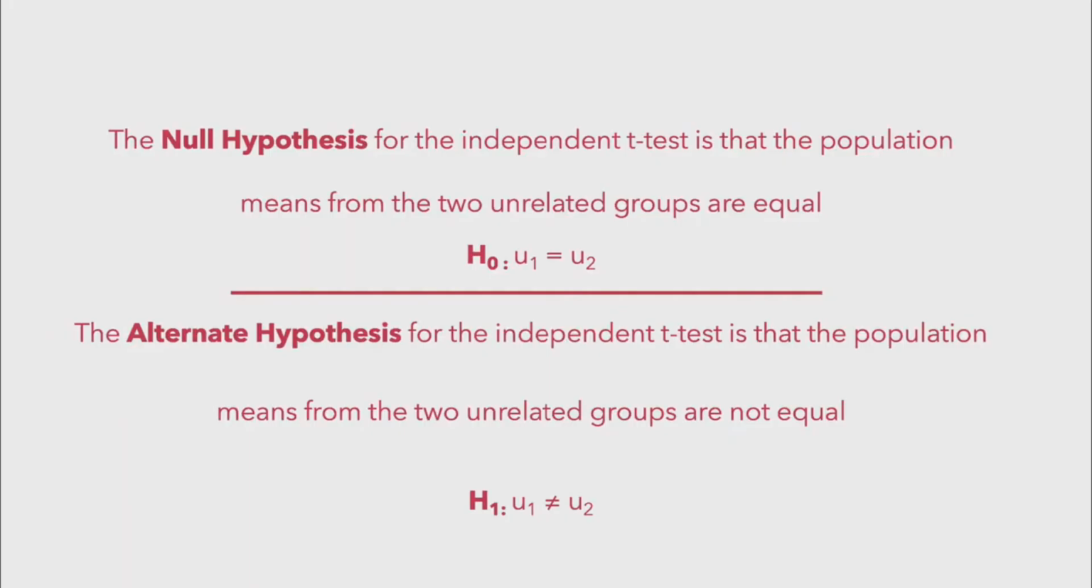In this case, before moving to the application in SPSS, we need to define our null hypothesis and alternate hypothesis. The null hypothesis for this independent t-test is that the population means of the two unrelated groups are equal. Means the plant heights of plants which have been treated with fertilizer brand F1 is equal to the plant height of those plants which have been treated with fertilizer brand F2.